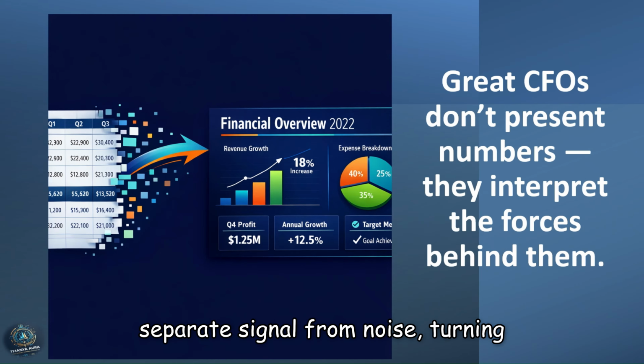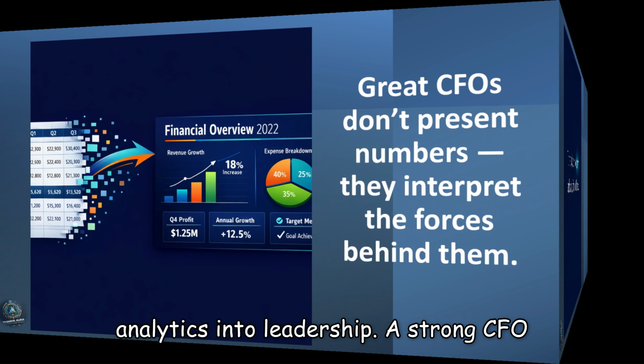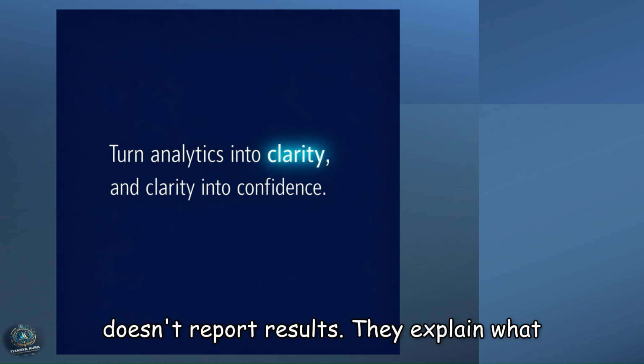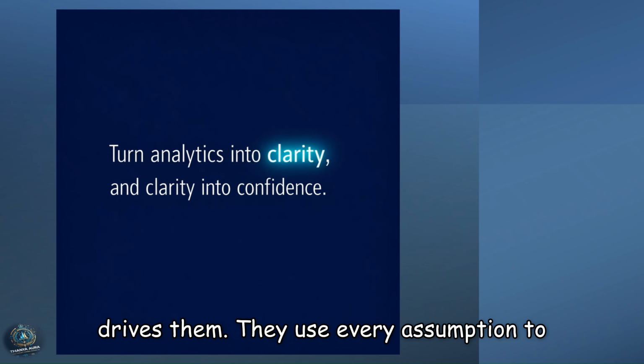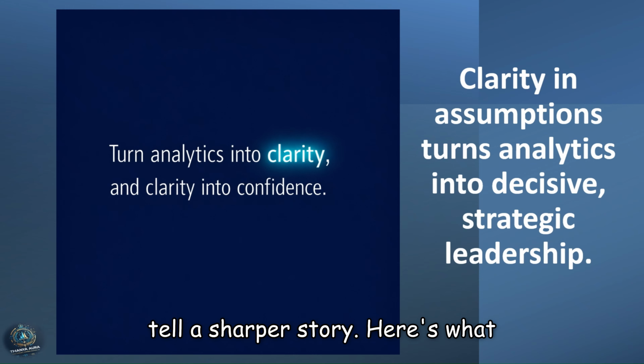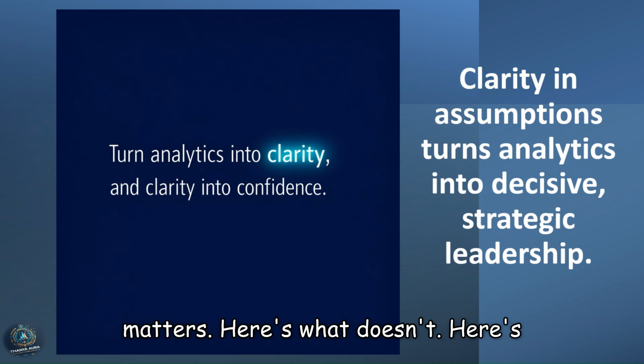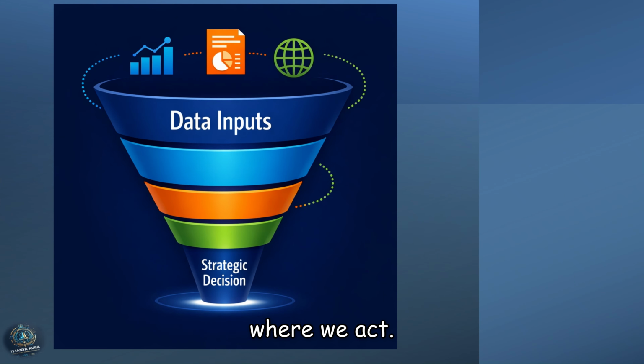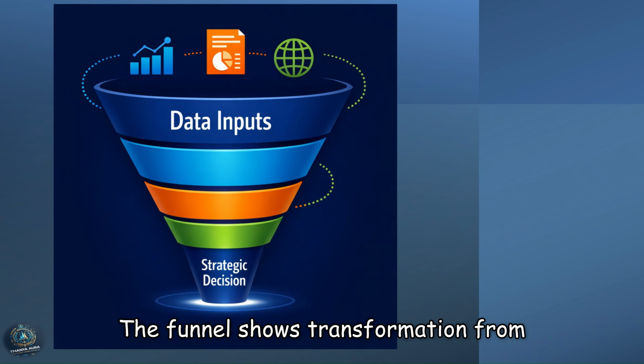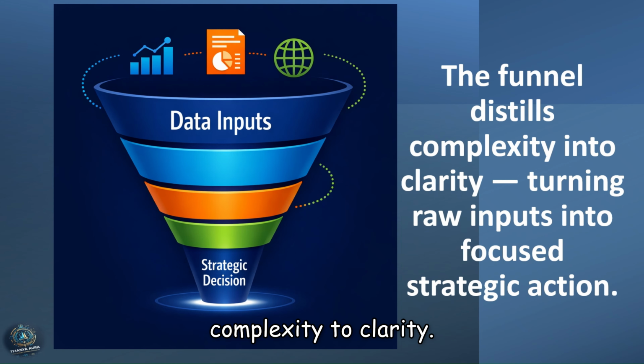Tornado and sensitivity tools are not about graphs, they're about clarity. They separate signal from noise, turning analytics into leadership. A strong CFO doesn't report results. They explain what drives them. They use every assumption to tell a sharper story. Here's what matters. Here's what doesn't. Here's where we act. The funnel shows transformation from complexity to clarity.